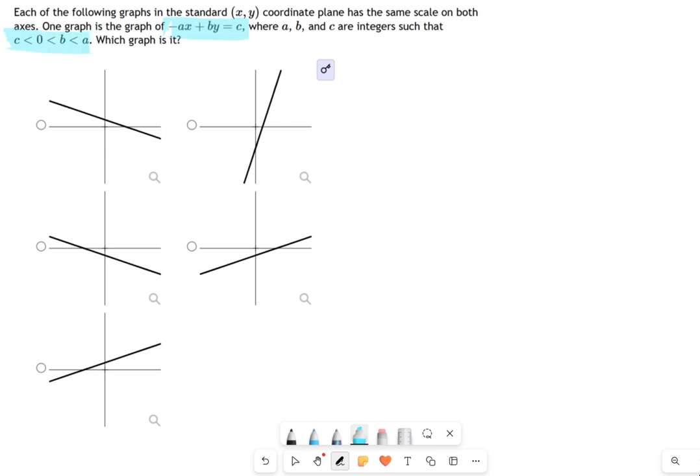And then we have this piece of information that's very useful: a, b, and c being integers. That's important. In other words, whole numbers. They're not fractions. That'll make our life easier.